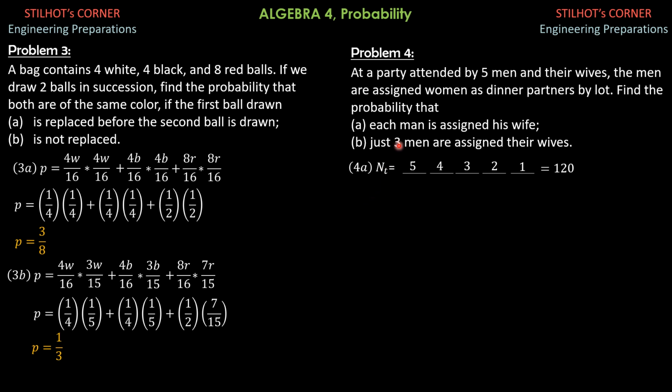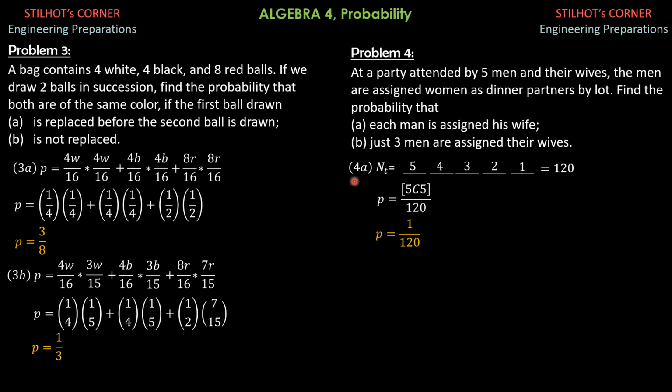Therefore, the probability that each man is assigned his wife is 5 combination 5, that's 1, and there are 120 total outcomes, so 1 over 120. 5C5 over 120, and that is 1 over 120.